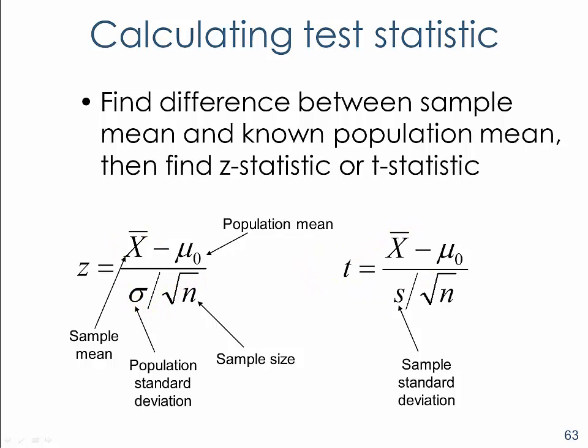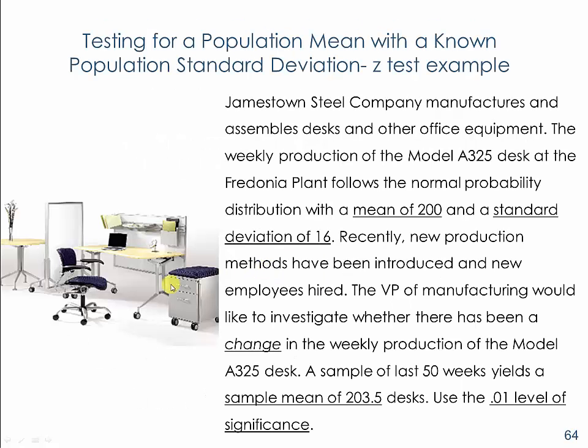Okay, now it's time for fun. Let's go through an exercise. Here's our scenario. The Jamestown Steel Company manufactures and assembles desks and other equipment. The weekly production of the Model A325 desk at the Fredonia plant follows the normal probability distribution with a mean of 200 and a standard deviation of 16. Why are these underlined? Well, by now you should recognize that I'm giving you a little bit of help and pointing out that we're going to be using those values later in our calculations.